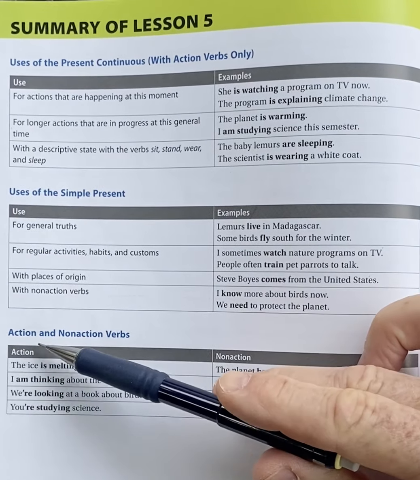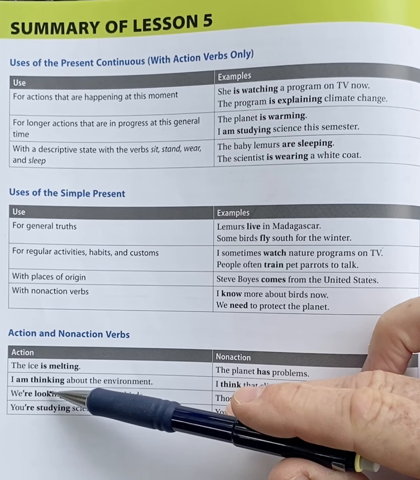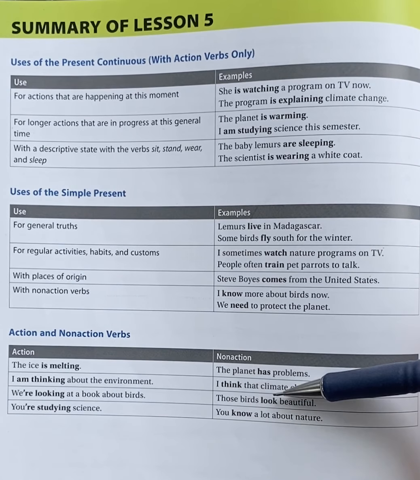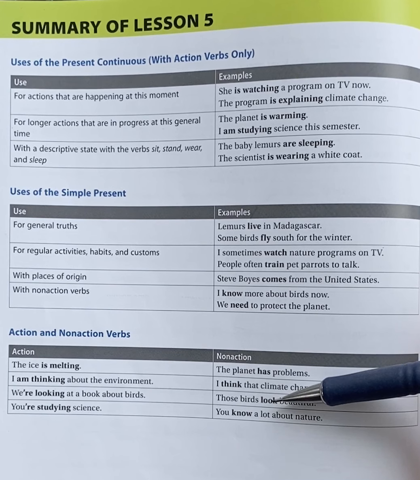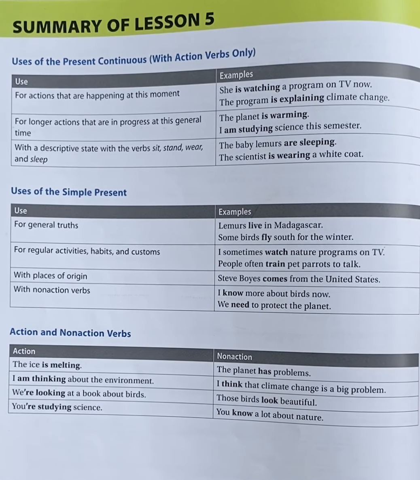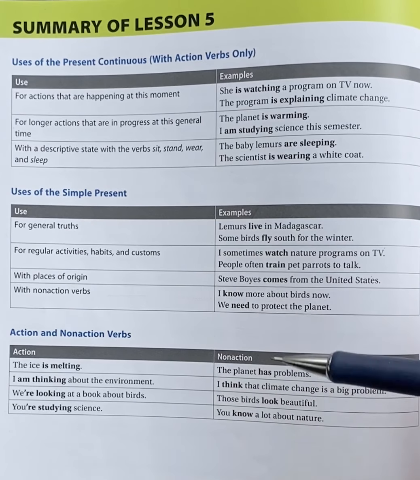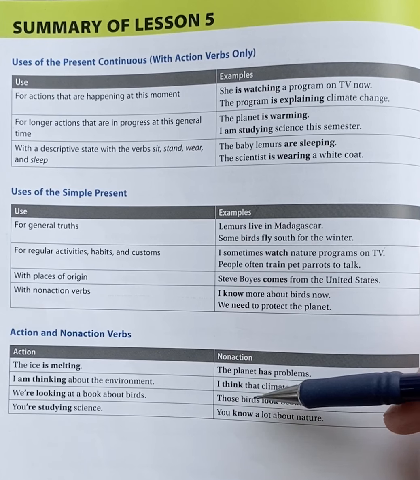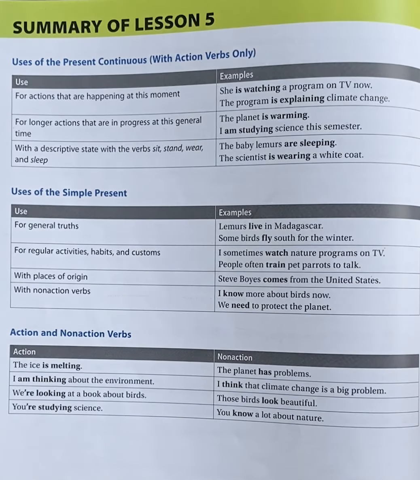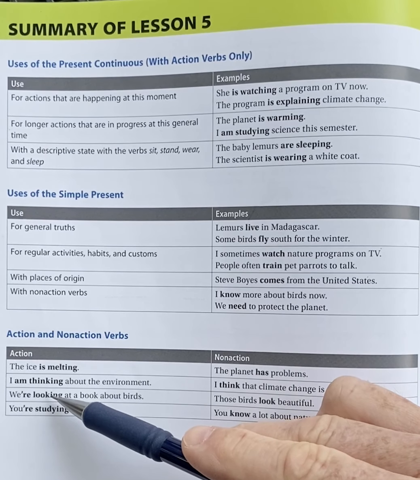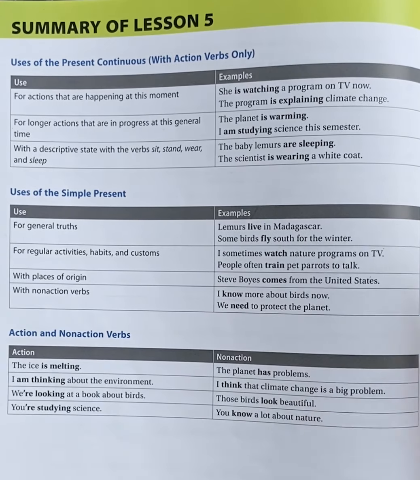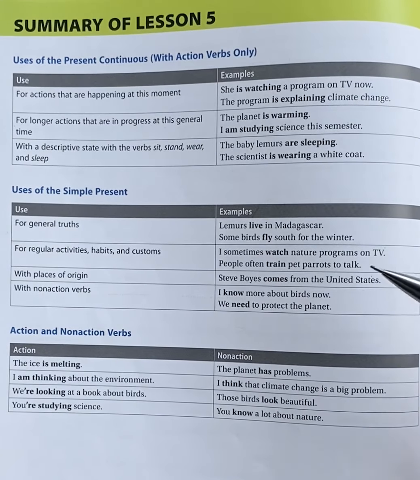Those birds look beautiful. Now, I said that look is an action verb, but here look is a non-action verb because if you remember back in I think it was our last lesson, we talked about the difference between this kind of look and this kind of look, okay? Those birds look beautiful. This kind of look is a condition. This one is an action, right? We're doing something at a book. We're looking at a book.